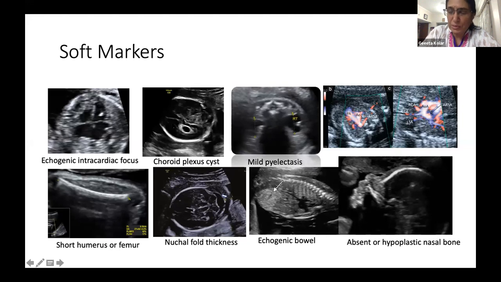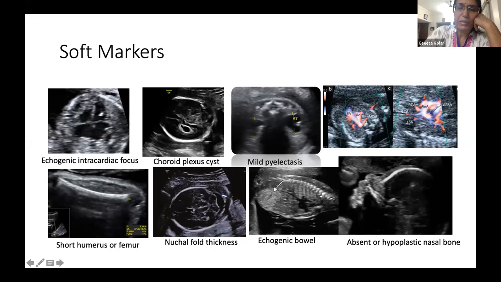So we will try to see some of the markers and see how we counsel these women. So this is mild pyelectasis. This is ARSA, which is an important marker today. This is aberrant right subclavian artery. You have hypoplastic or absent nasal bone, echogenic bowel, increased nuchal fold, or a short femur. These are the markers today which have a good importance.